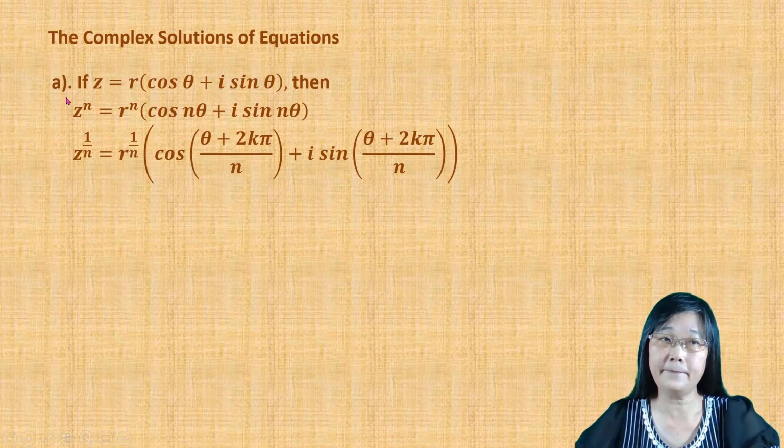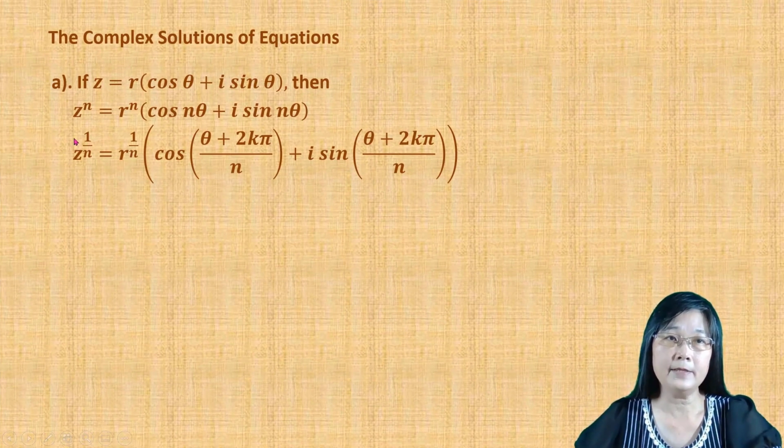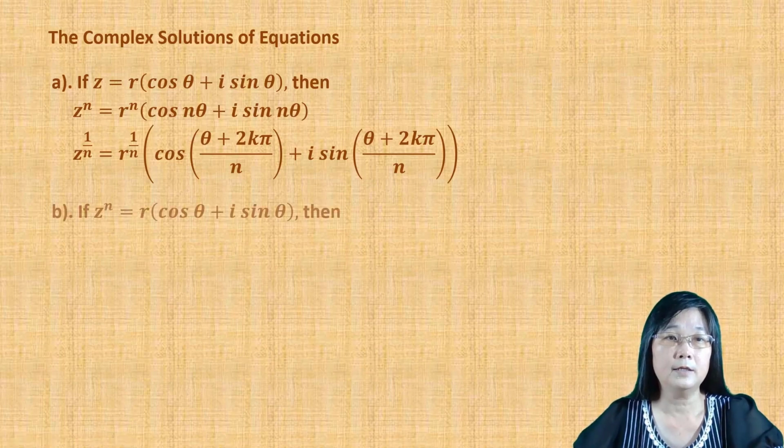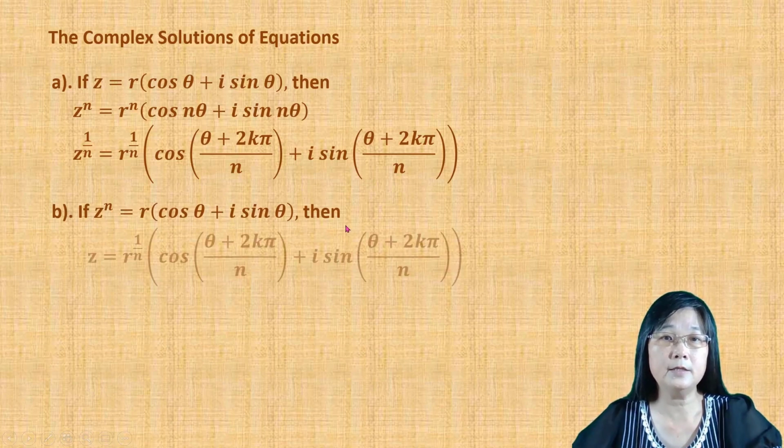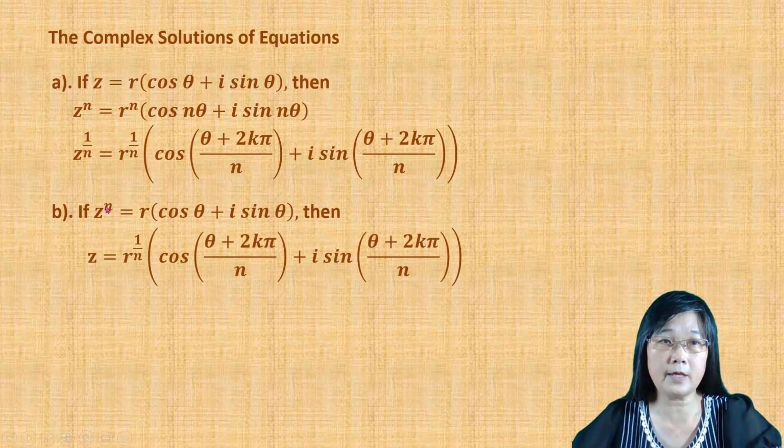Now in the first example and second example, a complex number z is given, and based on z we are asked to find z power n and z power 1 over n. Now we are going to do the reverse process where a complex number z power n is given. Based on z power n, if we want to find z, we need to throw the power n to the right hand side, and it becomes power 1 over n. So if we want to find z, we need to use the formula of root.